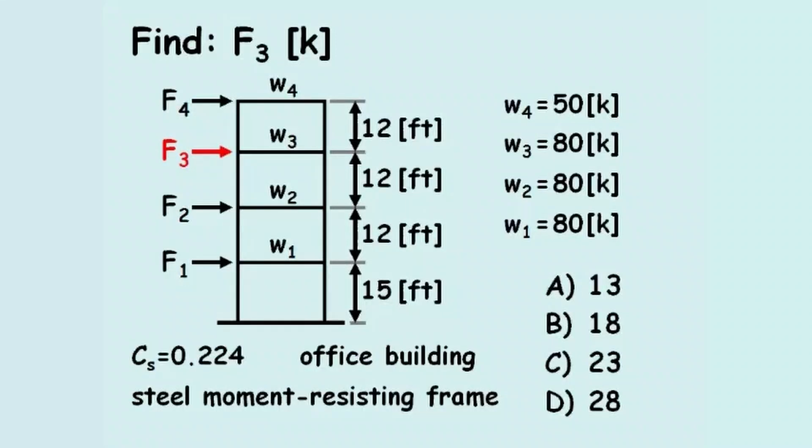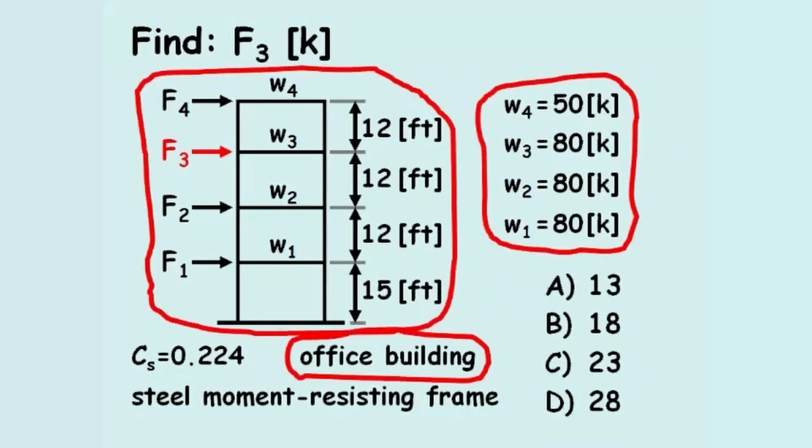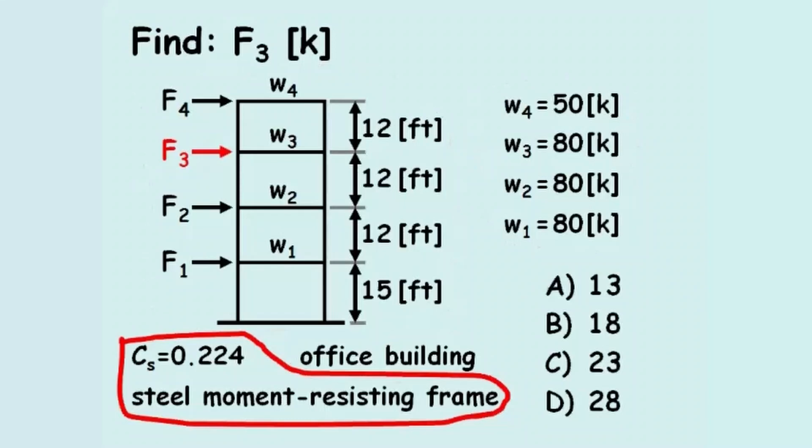Find the lateral seismic force F3 in kips. In this problem, a 4-story office building is shown, with the height and weight of each floor provided. The building is constructed of a steel moment-resisting frame and a seismic response coefficient of 0.224.